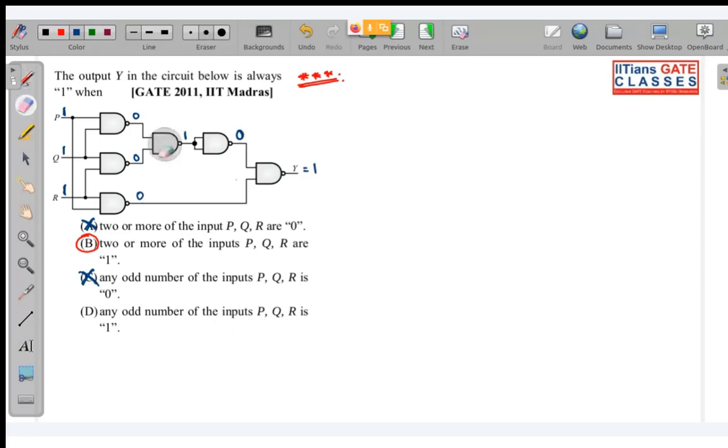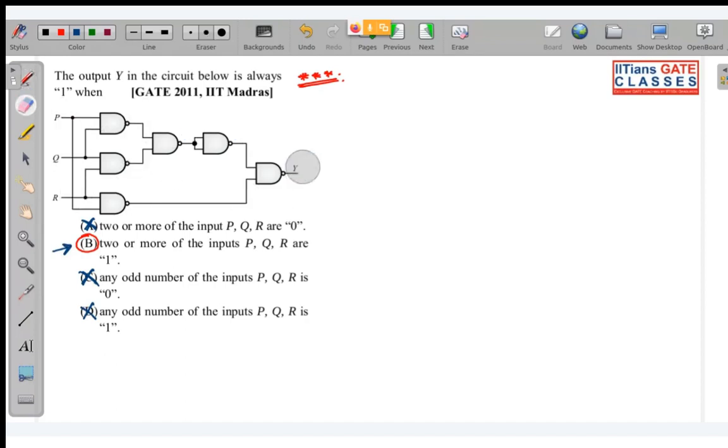Okay, now let us check for a single one if it is satisfying our condition, because it is said any odd number of inputs of PQR is 1. So this will be 1 into 0, so this will be 1. This is 0, 0, so this will also be 1. This is also 1, so this is 0. This is 1, so this is 1 into 1. Look here, again this is coming out to be 0. So option D is false. Only remaining is option B.